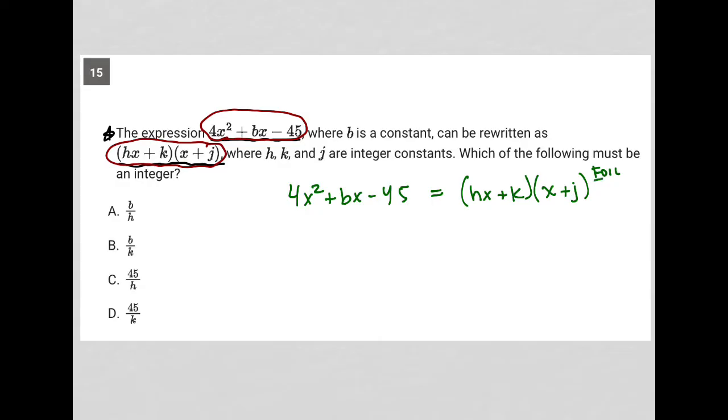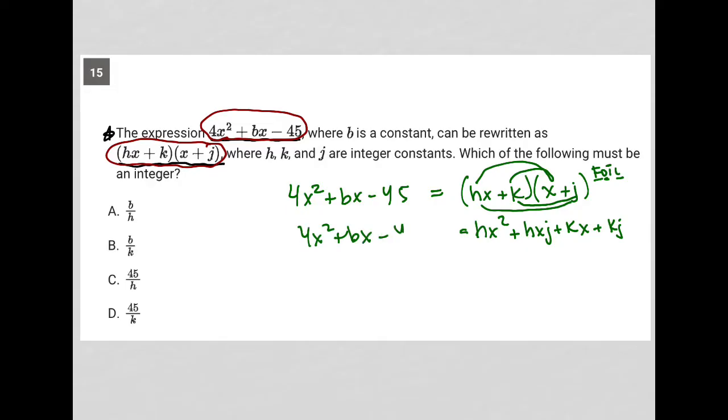So FOIL, the F stands for multiplying the two first terms, so that becomes hx squared. The O is multiplying the two outer terms, so that becomes plus hxj. The I represents multiplying the two inner terms, that becomes kx, so plus kx. And the L is for multiplying the two last terms, which is k times j. That becomes plus kj. And of course, this is still all equal to 4x squared plus bx minus 45.